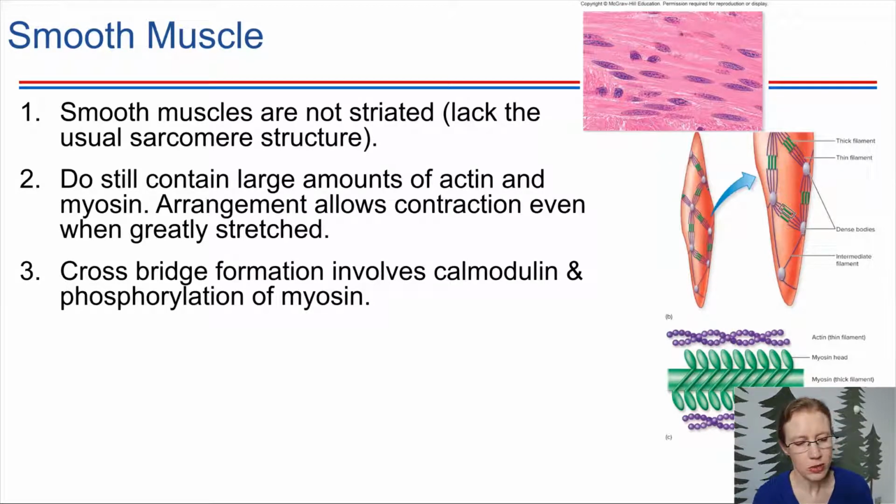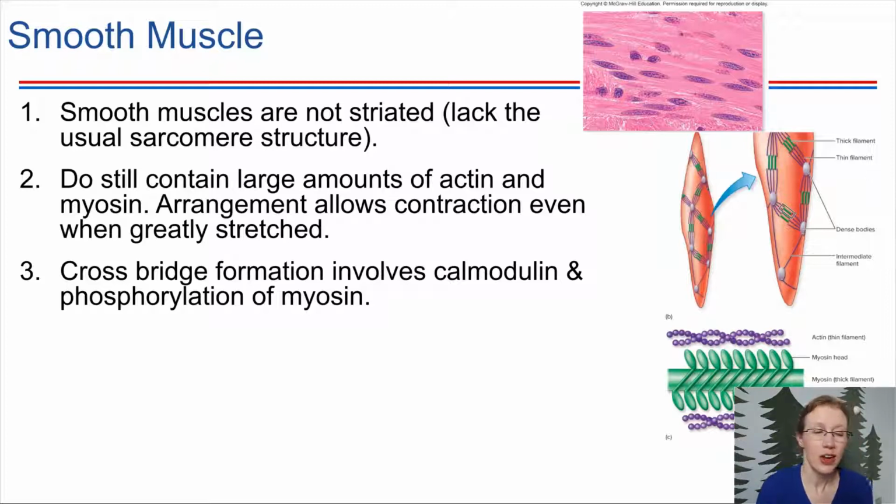The cross bridge formation is a little bit different in smooth muscle. So, quick mental review back to skeletal muscles. We said that contraction goes something like this. Calcium floods out of the sarcoplasmic reticulum. Calcium goes over, binds to troponin. Troponin then rolls away, takes tropomyosin with it, rolls out of the way, and then a cross bridge can form between myosin and actin. All right, that was skeletal muscle.